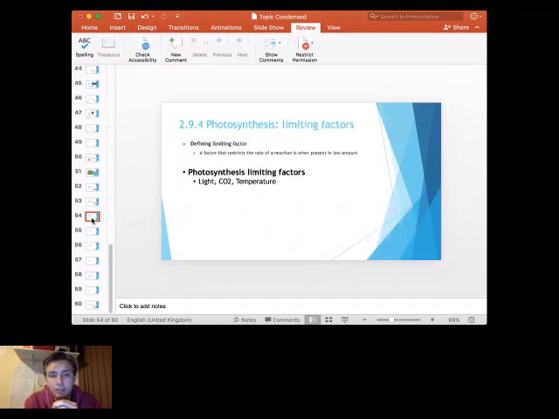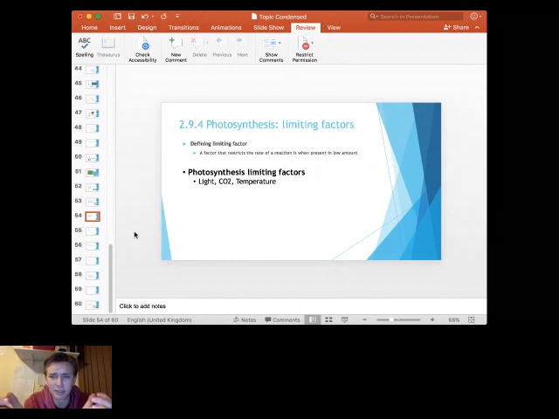We can limit how fast photosynthesis occurs by limiting the amount of ingredients that we need for photosynthesis itself. We said earlier that photosynthesis requires light and CO2, temperature, and also a little bit of water. And so the limiting factors for photosynthesis are generally described as light, CO2, temperature and water.